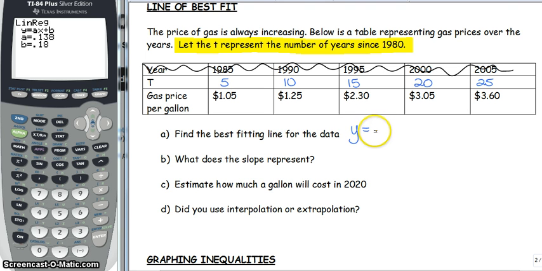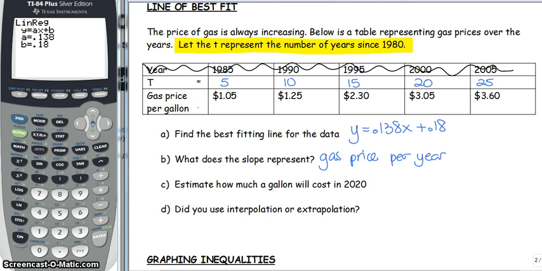Y equals 0.138x plus 0.18. What does the slope represent? Well, 0.138 is representing your slope, and it's always your y per your x. So in this case, it's gas price per year. And technically per year since 1980, but it's your y per your x.